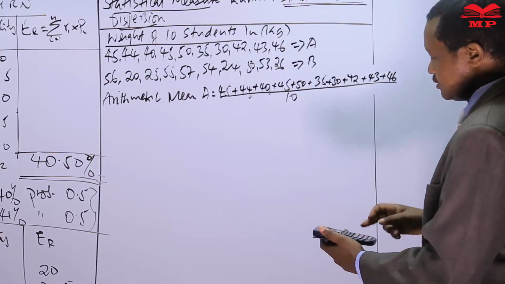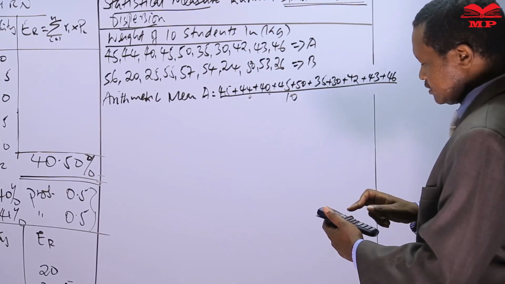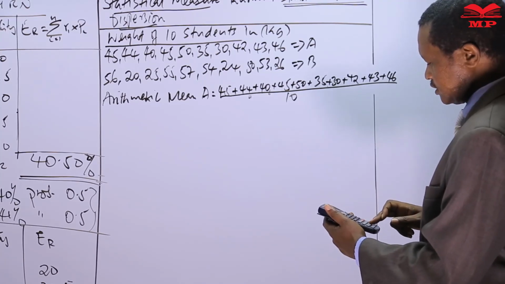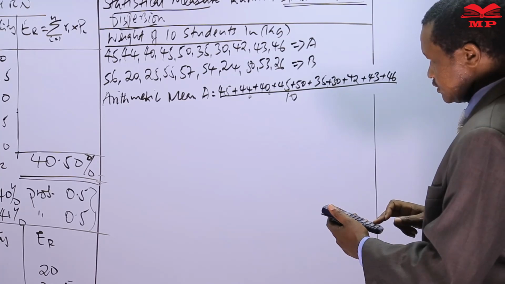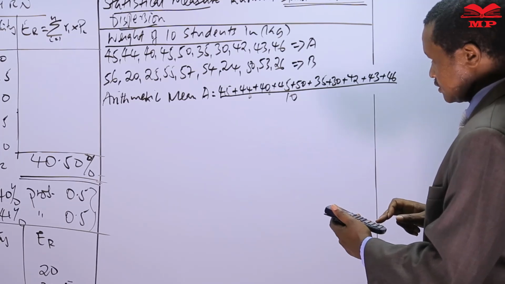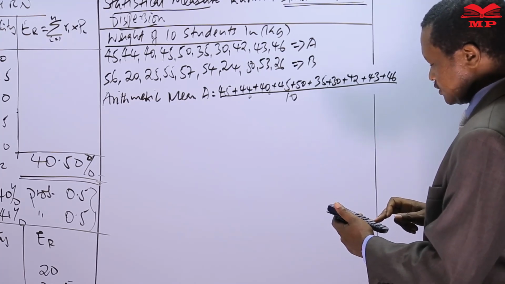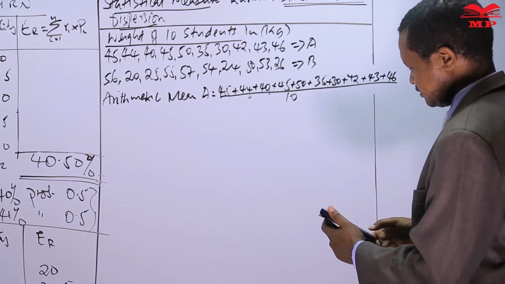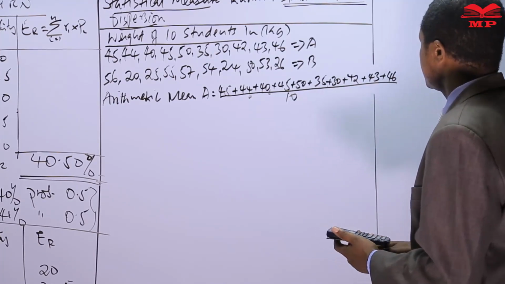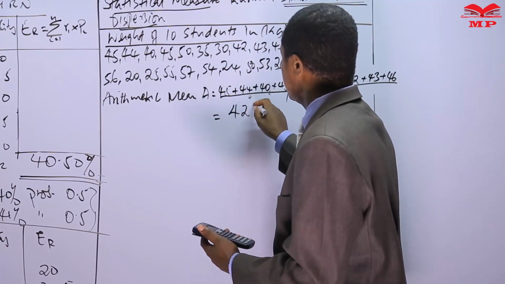So we can add 45 plus 44 plus 40 plus 45 plus 50 plus 35 plus 30 plus 42 plus 43 plus 46, divided by 10. The mean here is 42 kilograms.